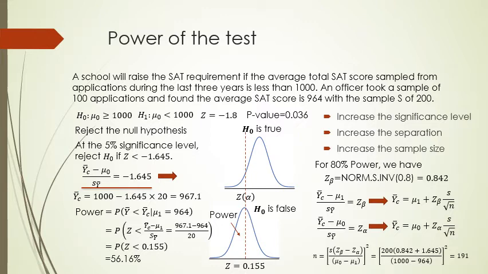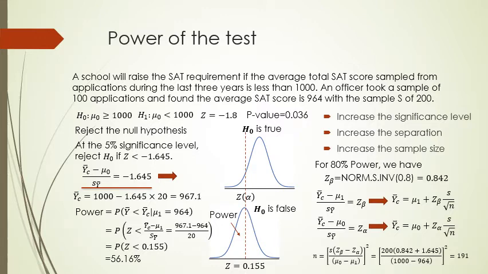Again, we emphasize that the power of the test is based on the rejected null hypothesis. If no significance is found and we fail to reject the null hypothesis, then we cannot define the power of the test. The example here shows it has a power of 56.2%, which doesn't seem very high.